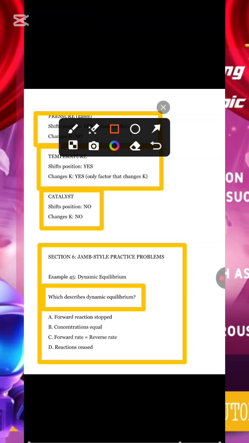Option B says concentration equal. I told you, concentration remains constant. That's what happens when a reaction is at equilibrium, not that the concentrations must be equal. No, they must be constant.